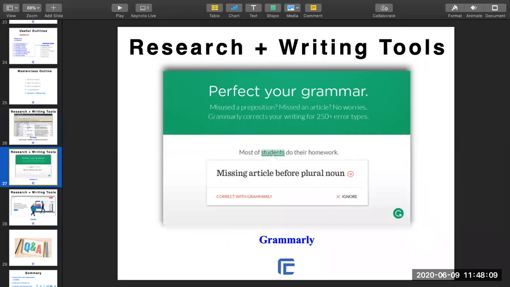The next one is Grammarly. Grammarly helps you to do spell checks and check your grammar, especially for us who are not native English speakers. You can use a tool like Grammarly to help you to check your grammar very well.